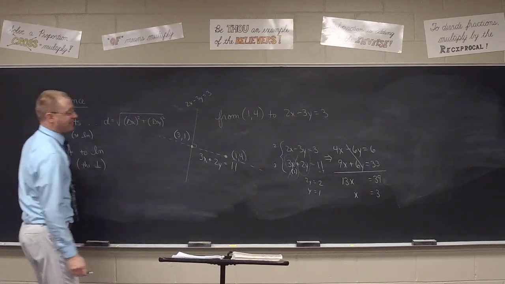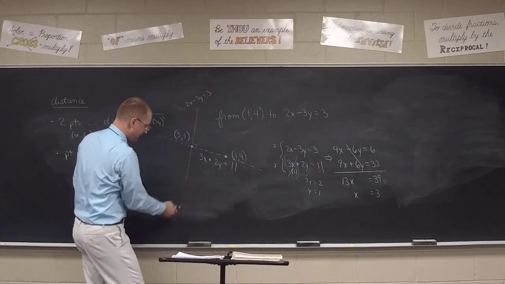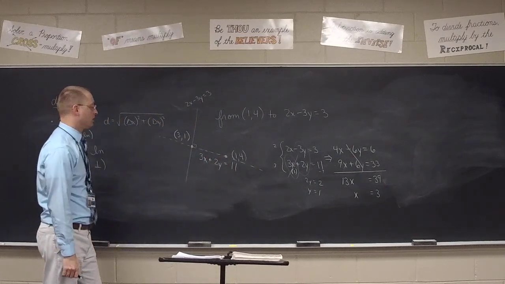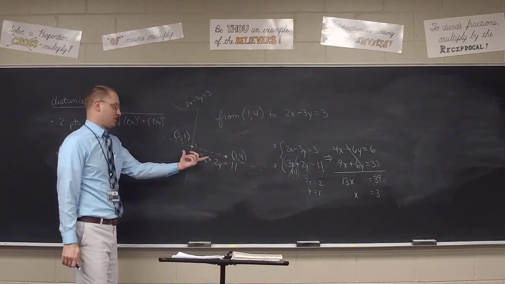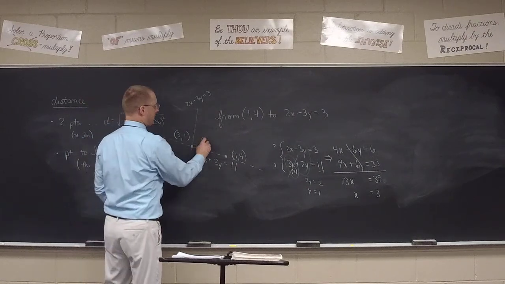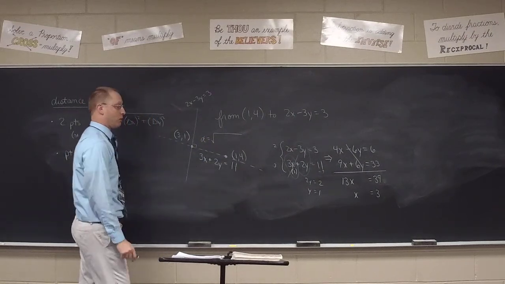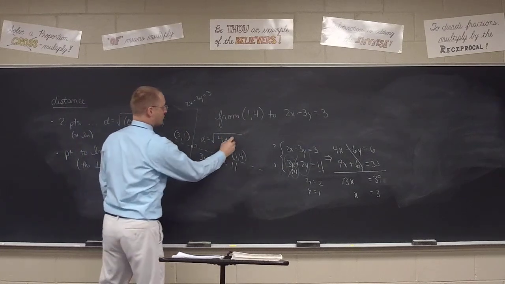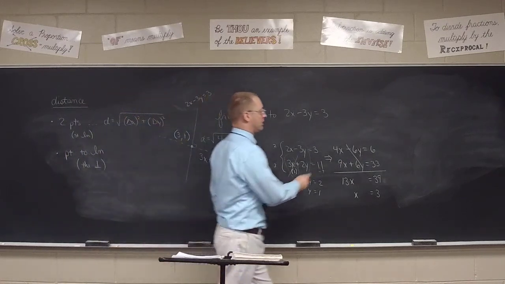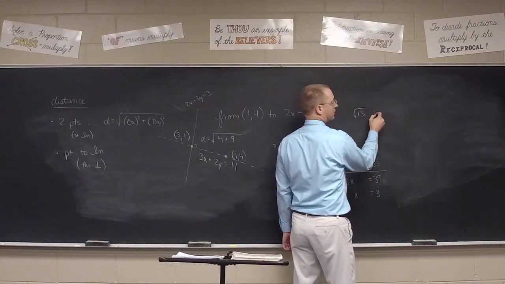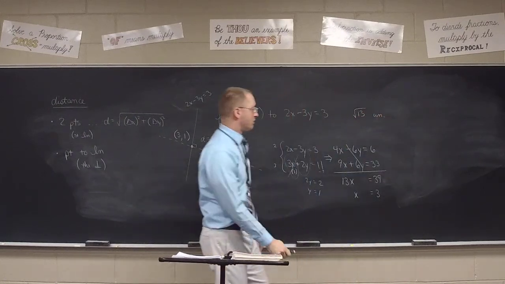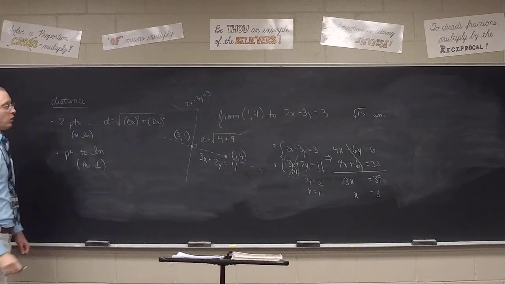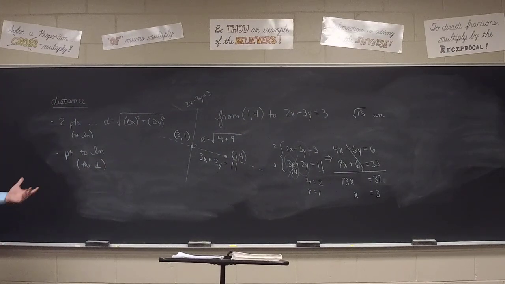Remember, my goal is to find how far this point is from this line. Find the distance between the 2 points, because that is the distance to the line. To find the distance, remember, we're going to take change in x squared plus change in y squared. And so apparently the distance is the square root of 13 units. Questions on that? Seems pretty easy.